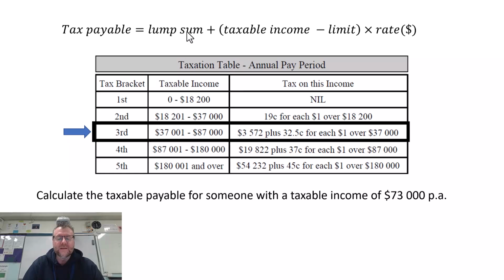So how do we find these things? How do we find the lump sum? Well, the first thing we're going to do is have a look at the very start of the row, and that's our lump sum. So in this case, 3572. So that's our first bit of our calculation.